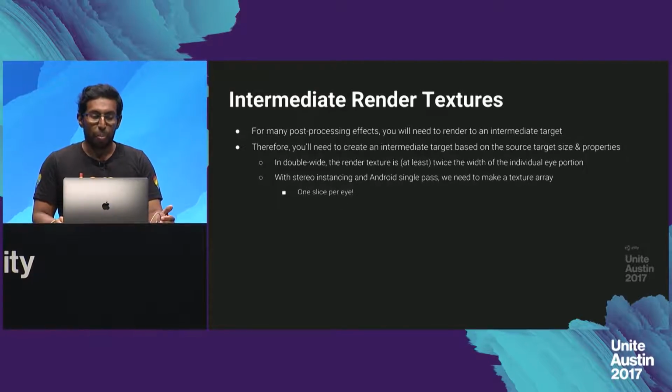So often with post-processing, you're going to need an intermediate render target in order to render an effect. So we want to create these intermediate render targets that match the source target in size and possibly in format. With double wide, that texture is going to be at least twice as wide as the individual eye portion. And then when you're using stereo instancing and Android single pass, we need to make sure that we're using a texture array, right? So we have one slice per eye.